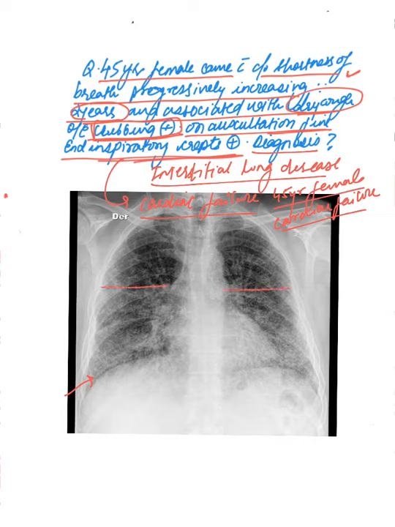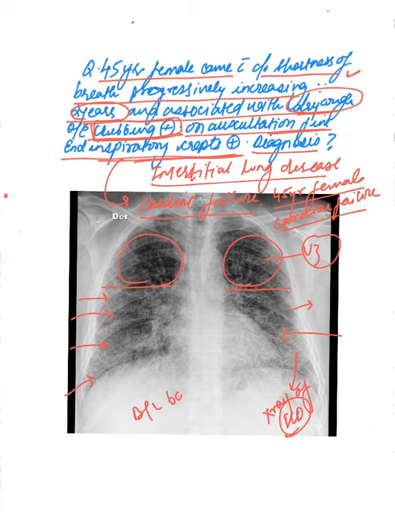prominence of interstitial markings in the bilateral lower zones. If we compare the upper zones with the lower zones, the upper zones are relatively spared, and it is particularly symmetrical involvement of the bilateral lower zones where we can see prominent interstitial markings. So this is a classical X-ray of interstitial lung disease. And the crepts that we find are also more prominently present in the bilateral basal lower zones. So this is the classical history and the classical X-ray of interstitial lung disease.